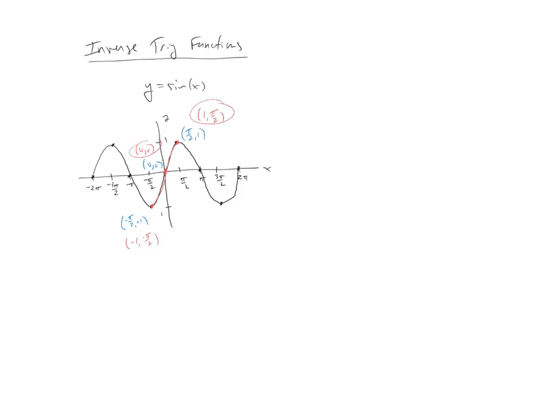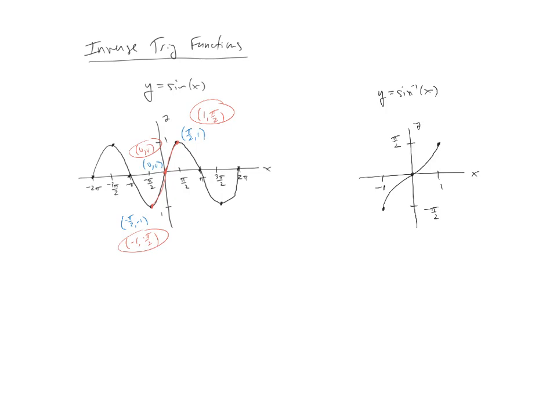These are the 3 points that I'm going to use to construct the graph of y equals the inverse sine of x. So I'll put those points on the graph. Here's going to be 1, pi over 2, 0, 0, and negative 1, negative pi over 2. Connecting those dots, this gives us the graph of the inverse sine function.